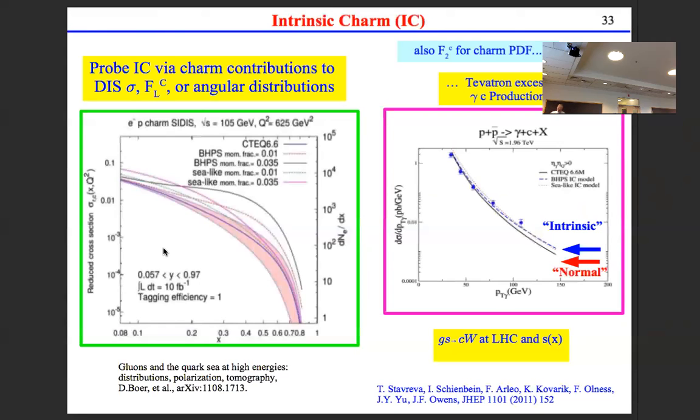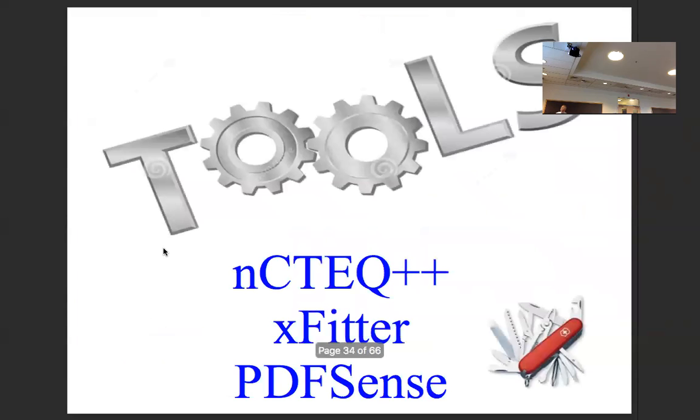And at present, there's sort of tension between the CMS result, which uses this to get at the strange distribution, and the ATLAS inclusive WZ. So again, as the precision improves, we'll look to see how that holds up, and it'll be interesting to sort of pursue that.